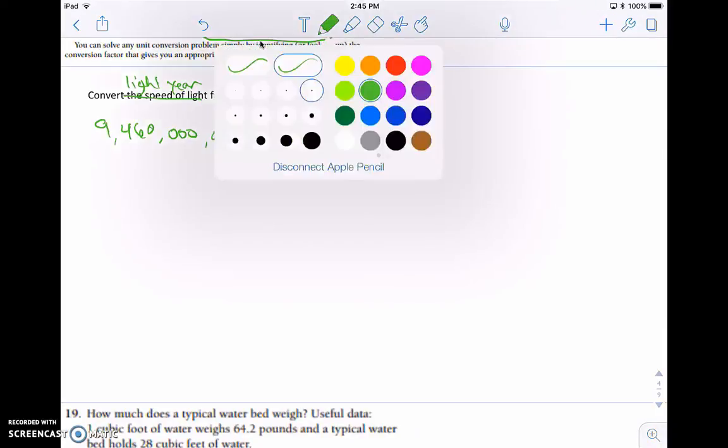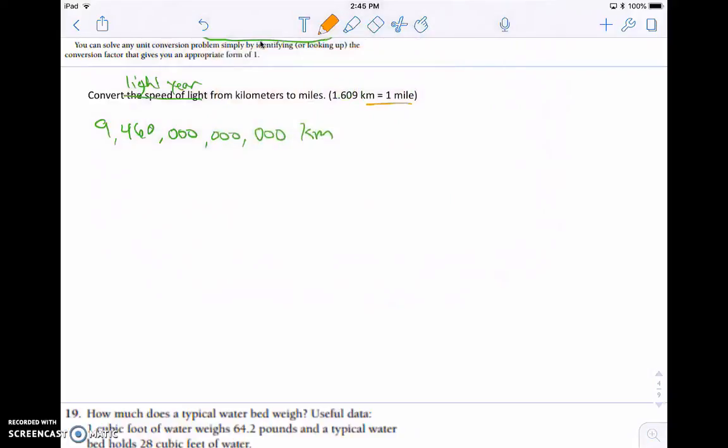So here's how we're going to do it. And I give you the conversion here. 1.609 kilometers is approximately 1 mile. And so for our conversion factors, we could either say 1 mile is 1.609 kilometers, or you could say 1.609 kilometers is 1 mile. Either way, those are both equivalent to 1. And the question here is which conversion factor, or which fraction, are we going to use?